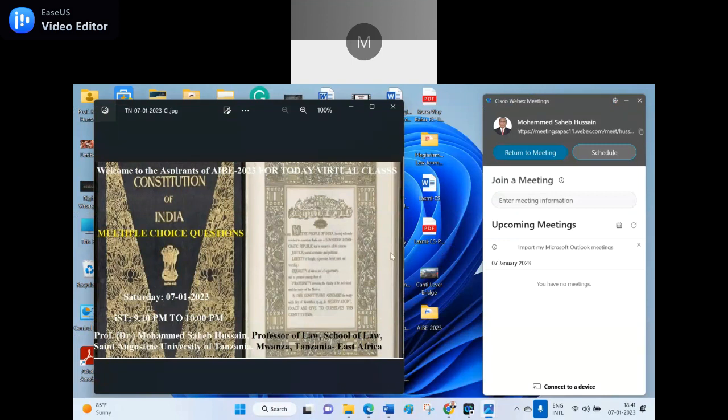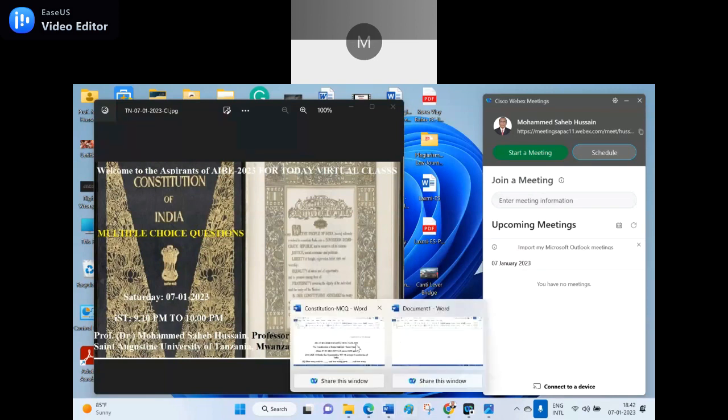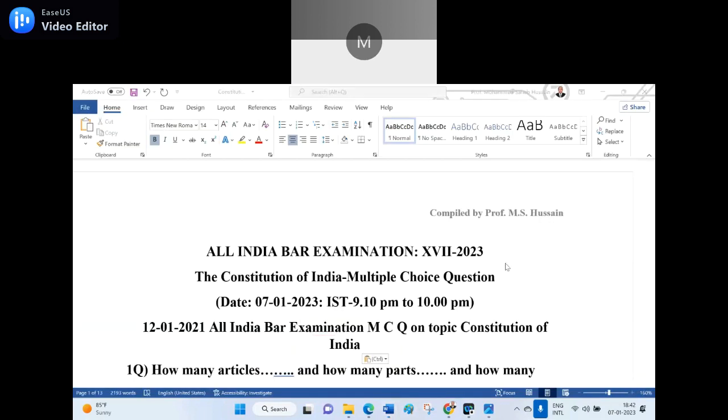Welcome to the aspirants of AIBE 2023 for today's virtual class: Constitution of India, multiple choice questions. Starting today, the rest of the things is as usual. So without wasting time, let me go to our shooting. Be ready. This is the AIBE bar examination, cohort 17, 2023, Constitution of India multiple choice questions.